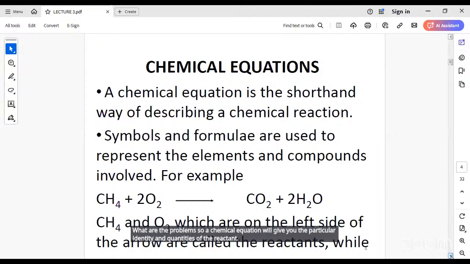It can also be said to be a symbolic representation of a chemical reaction in the form of symbols and chemical formula. In another way, we can say a chemical equation is a shorthand way of describing a chemical reaction. Instead of saying it verbally, 1 mole of oxygen reacting with 1 mole of hydrogen to give you 1 mole of water, you can represent it by using a chemical equation, giving us the identity, what kind of element, and the quantity, how many moles. So symbols and formula are used to represent the elements and compounds that are involved.